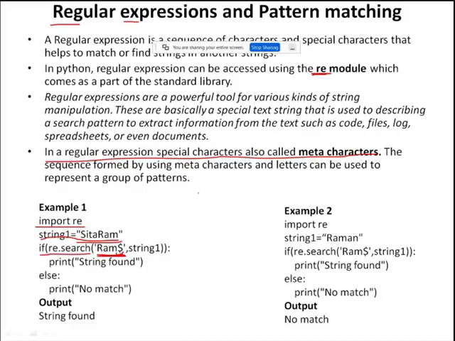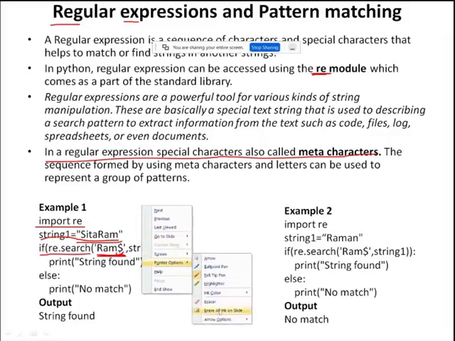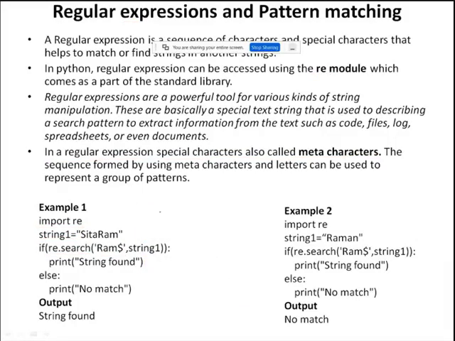So in this example 1, where is the pattern? A sequence of characters and special characters we can call a pattern. Where is the pattern here? Ram dollar. Sitaram is a string. Does it contain any special characters? No, right? So it is just the normal Ram, then dollar. Ram dollar, so it is the pattern.